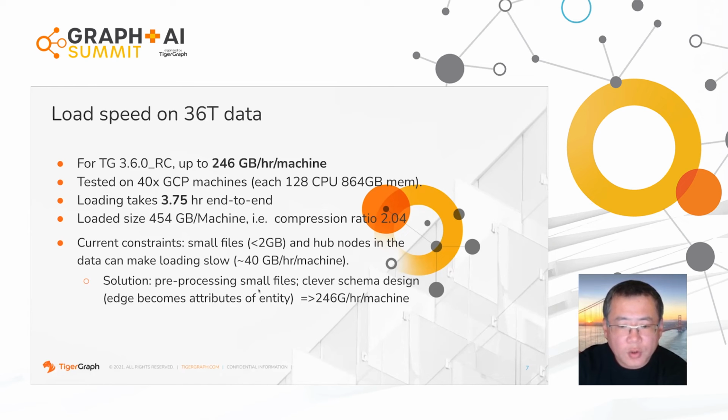So with these two pre-processing techniques, we can improve the loading per hour per machine from 40 to 246. And that's how we obtained the 3.75-hour end-to-end loading of 36 terabytes on 40 GCP machines.